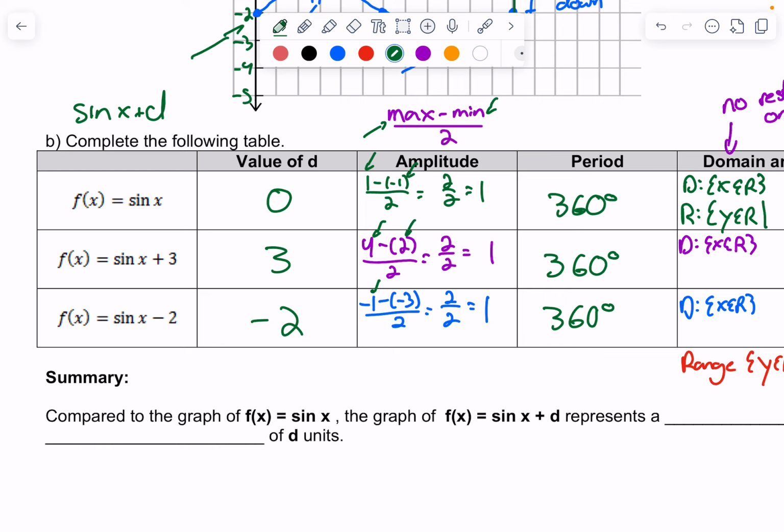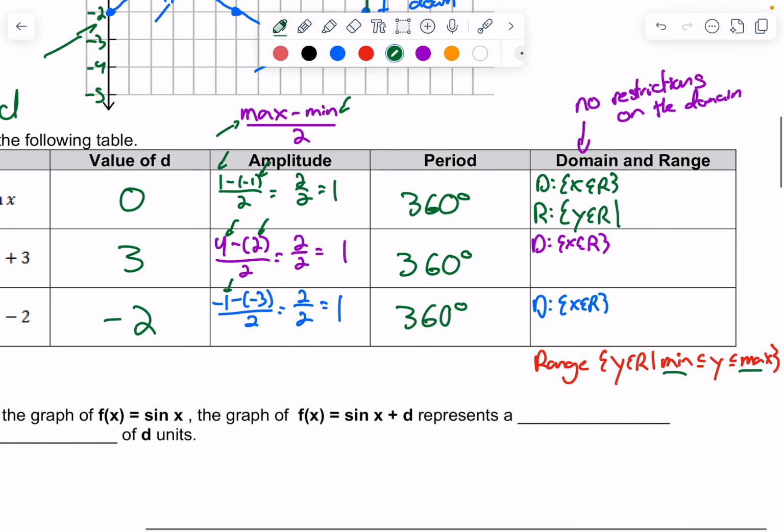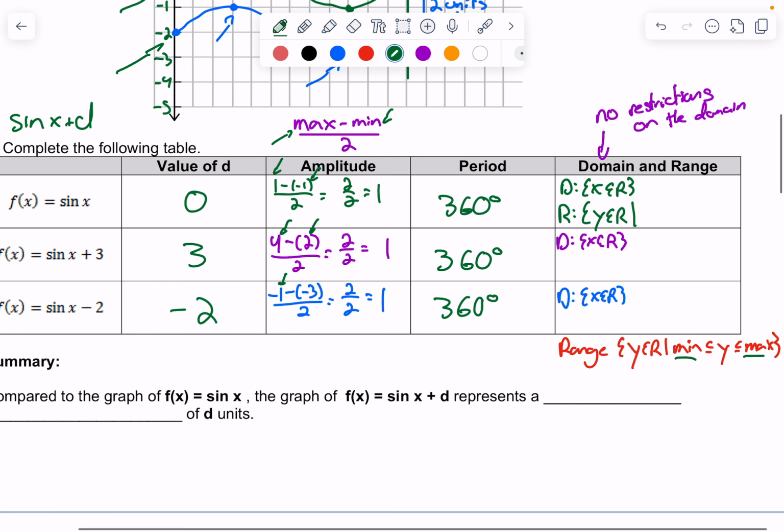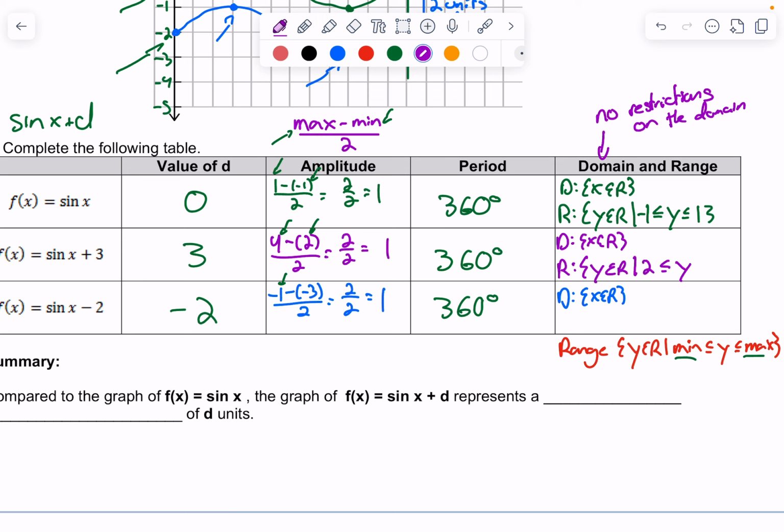So when we go to apply them into our range here, you could pretty much copy them right from that formula. On your parent function, your minimum is -1 and your maximum is 1. So that is your range. The one that was shifted up by 3, I should start with your minimum first. Your minimum was 2, and then your maximum was 4. And on the one that was shifted down 2, your minimum in this case was -3, y, and -1.